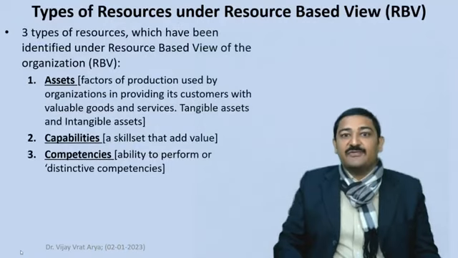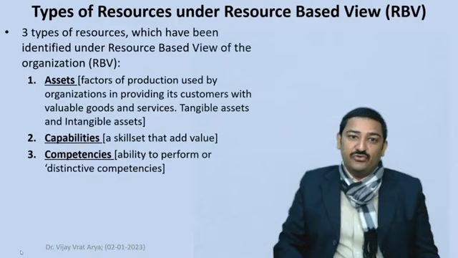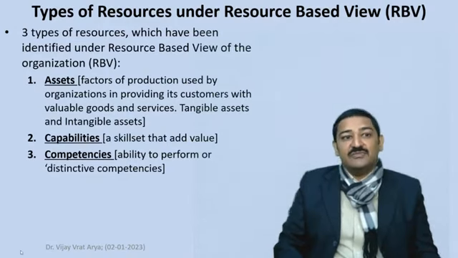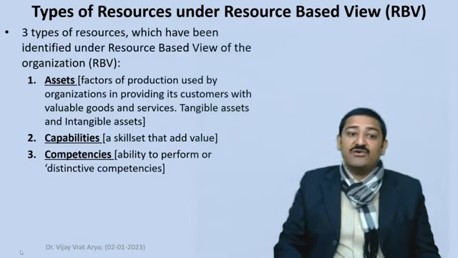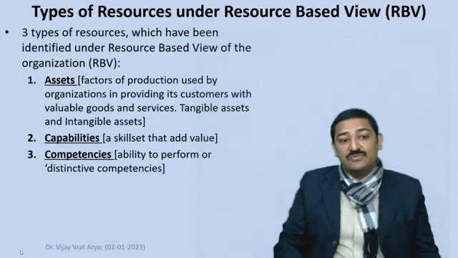Apart from that, when we refer to the types of resources under the resource-based view of strategy, there are three major types. Number one, assets. Number two, capabilities. And three, competencies. Assets are the factors of production used by organizations in providing customers with valuable goods and services. Very commonly they are tangible, but at the same time intangible assets also play an important role. The second aspect, capabilities, means a skill set that adds value to the products. Number three, competencies, which are the ability to perform, or distinctive competencies.